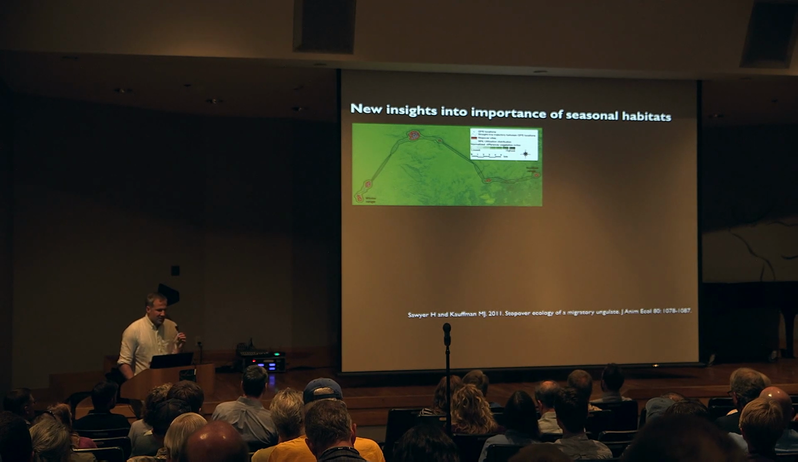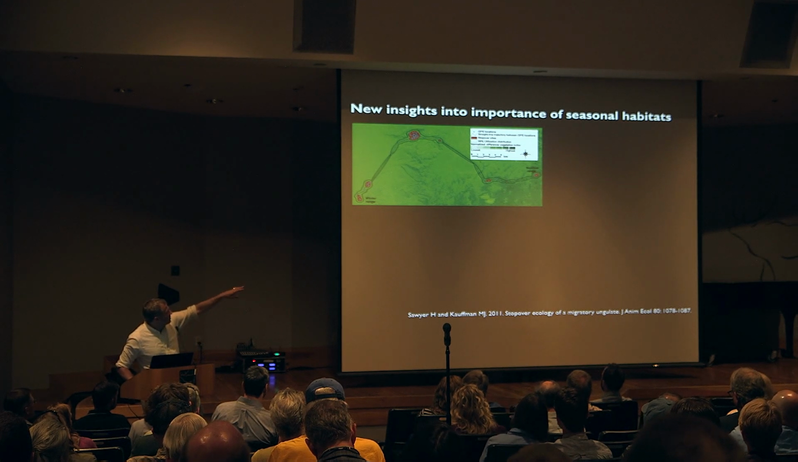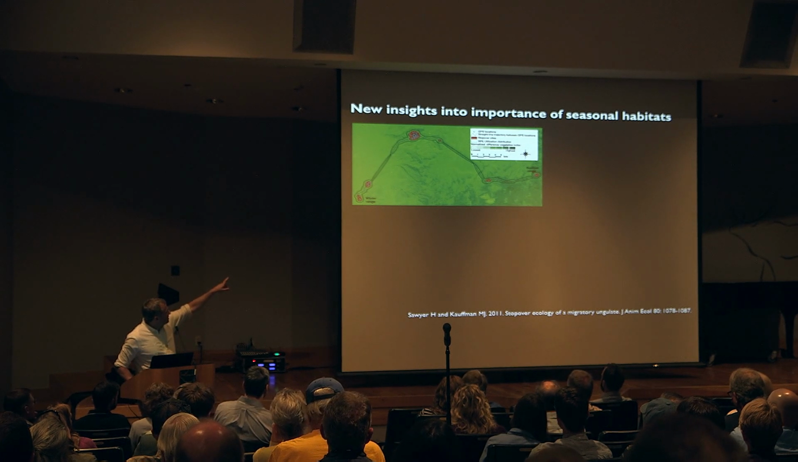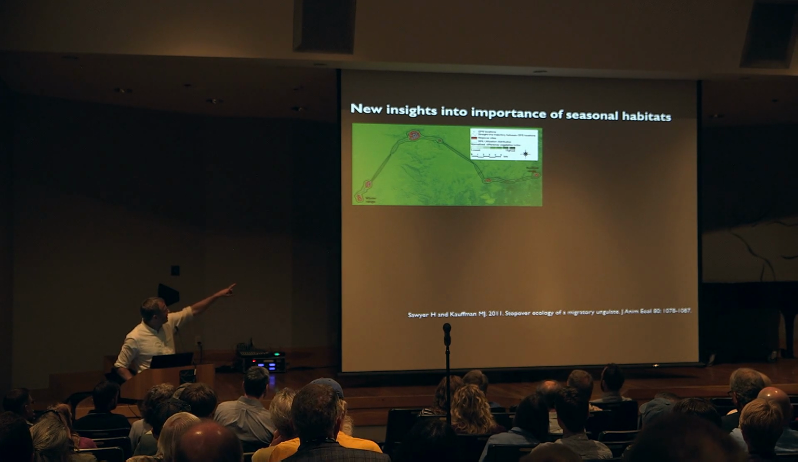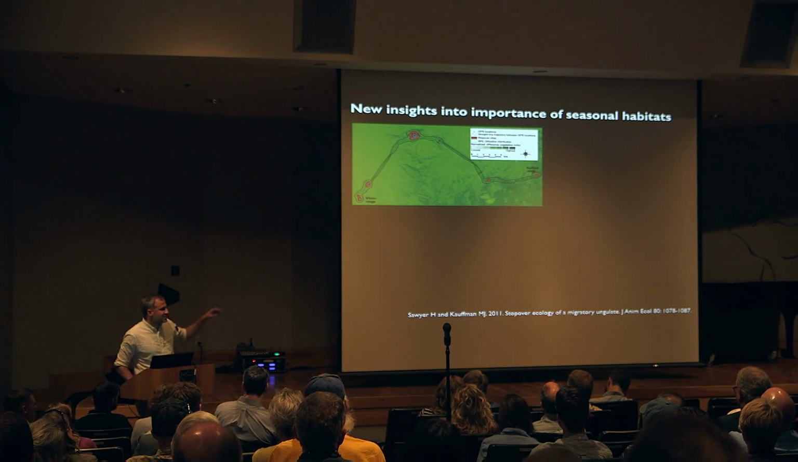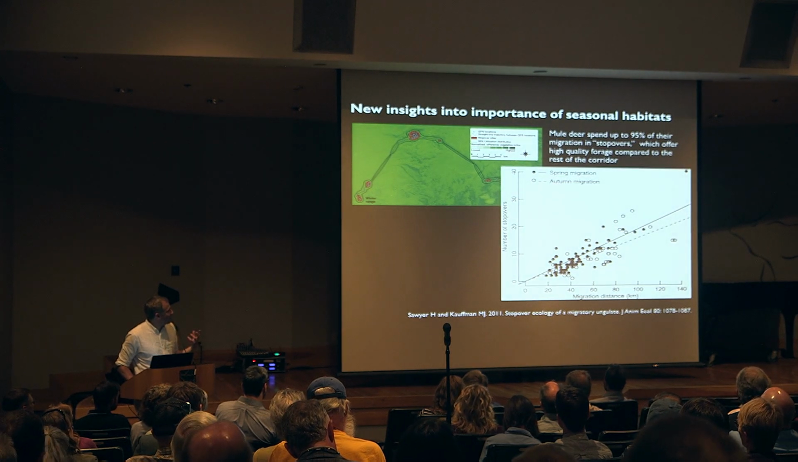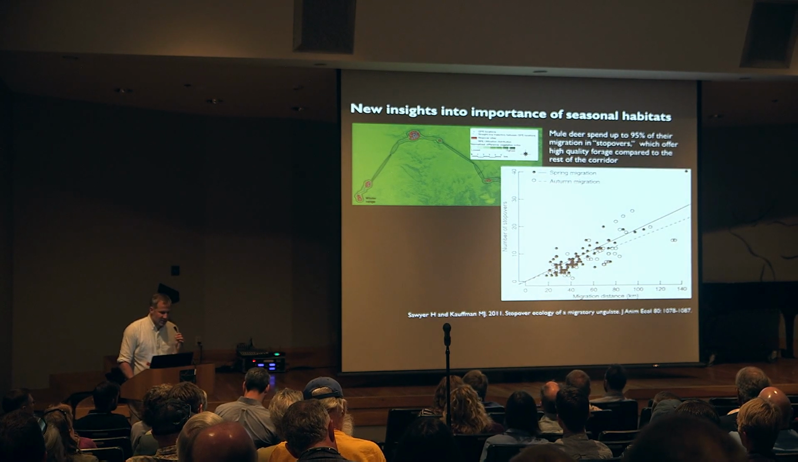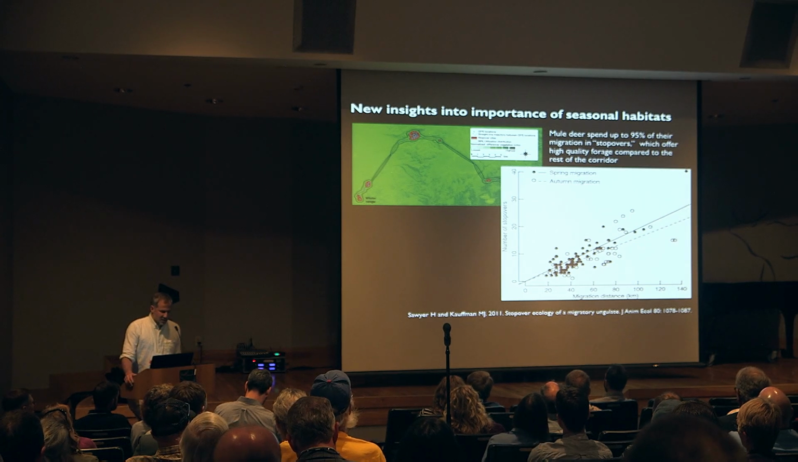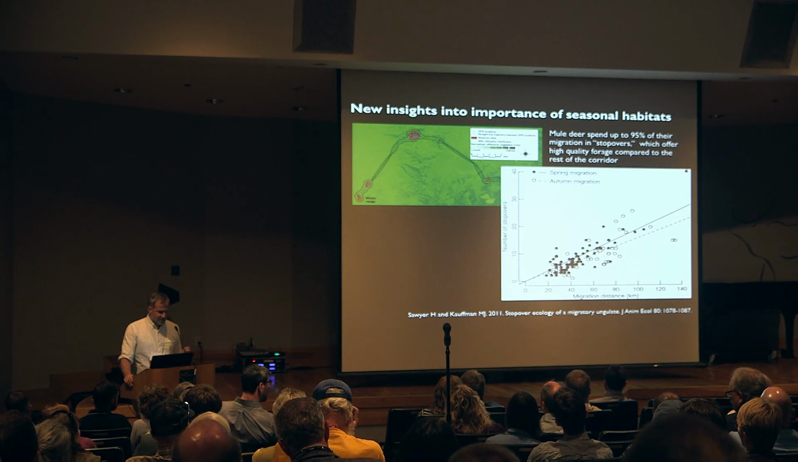New insights into the importance of seasonal habitats. So here's the movement of one doe mule deer across a landscape in southern Wyoming from a winter range on the bottom left to a summer range on the right. You can see these clumps of locations and then long movement corridors between them. And so what we've started to understand these as are stopovers, stopover habitats, which these animals use more and more the further that they're migrating. So that's what this figure is showing you.